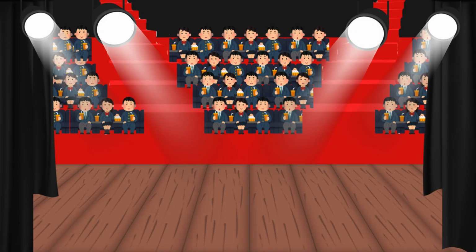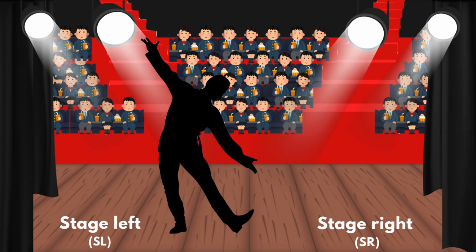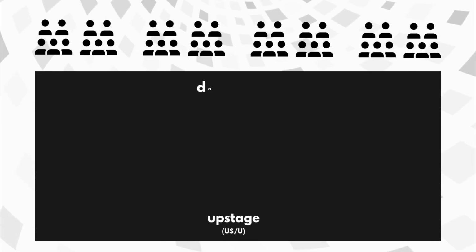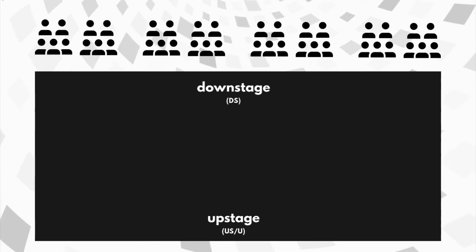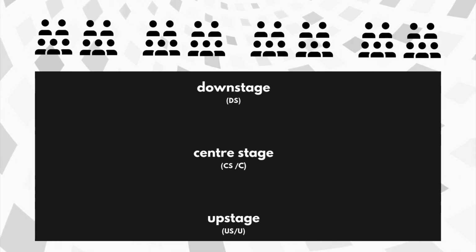Stage directions are always written from the actor's point of view, not the audience's. If you're standing on stage, stage left is your left and stage right is your right. Upstage is the back of the stage and downstage is the front of the stage, closest to the audience. Center stage is right in the middle.